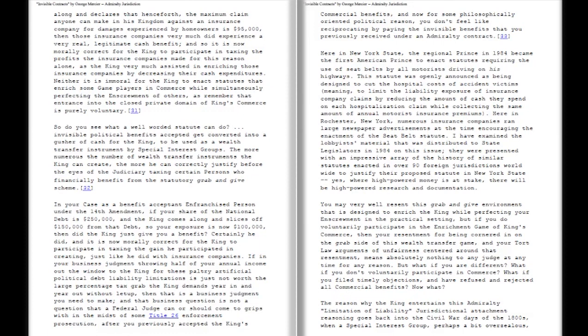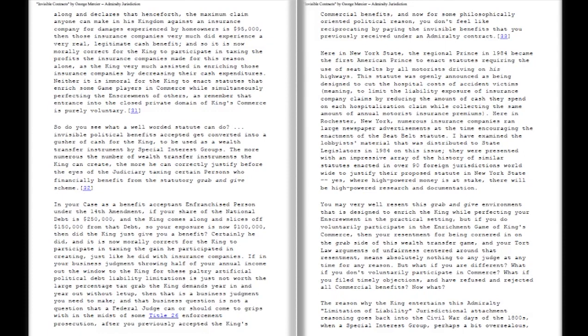You may very well resent this grab and give environment that is designed to enrich the king while perfecting your instrument in the practical setting, but if you do voluntarily participate in the enrichment game of king's commerce, then your resentment for being cornered in on the grab side of this wealth transfer game, and your tort law arguments of unfairness centered around that resentment, means absolutely nothing to any judge at any time for any reason. But what if you are different? What if you don't voluntarily participate in commerce? What if you filed timely objections, and have refused and rejected all commercial benefits? Now what?